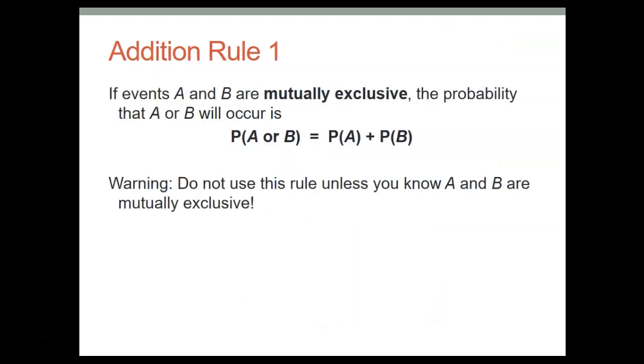So addition rule 1 is the one we can use if we know that we're dealing with things that are mutually exclusive. If events A and B are mutually exclusive, then the probability that A or B will occur, the probability of A or B, is equal to the probability of A plus the probability of B. So to answer the OR question, we just add together the individual probabilities.